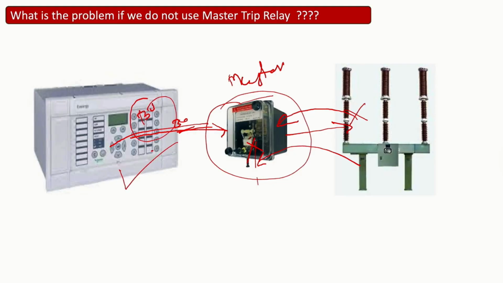Our relay won't be damaged. The numerical relay's life will be extended, and we can use it effectively without any problems. And the master relay is heavy duty. Even if the breaker doesn't trip, its contacts are so heavy that they can withstand high voltage. Therefore, installing a master trip relay is a very important component.